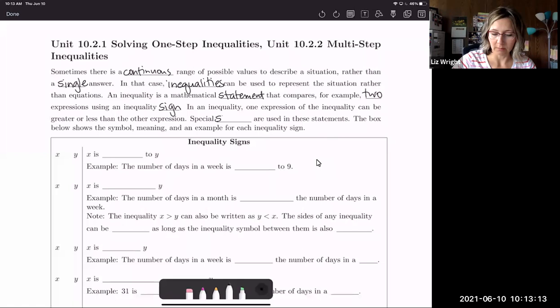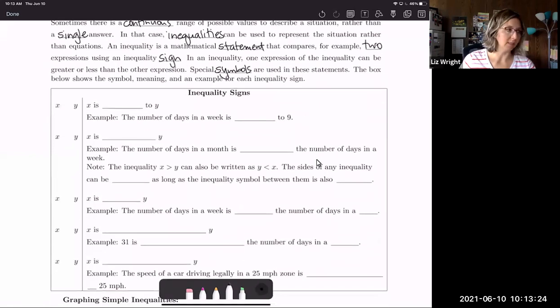Special symbols are used in these statements. The box below is going to show those symbols. It's going to give you the meaning and give you an example for each of those inequality signs. So the first one is x does not equal y. So x is not equal to y. An example of that would be the number of days in a week is not equal to 9. So maybe the number of days in a week, which would be 7, does not equal 9.